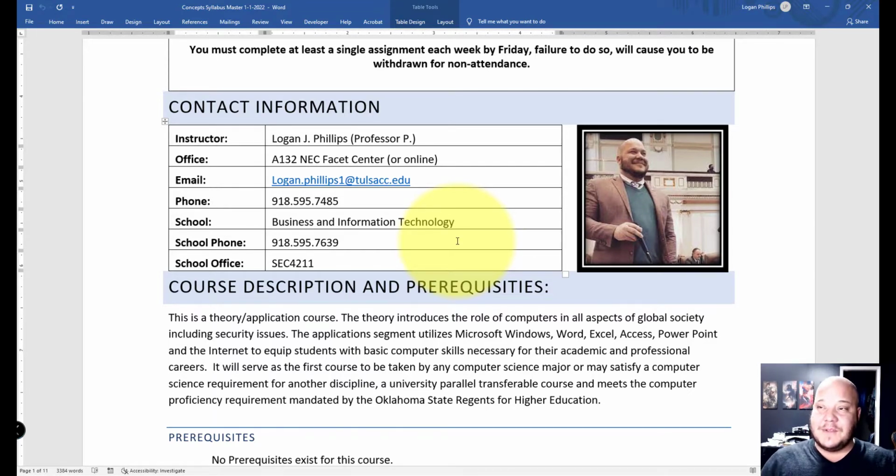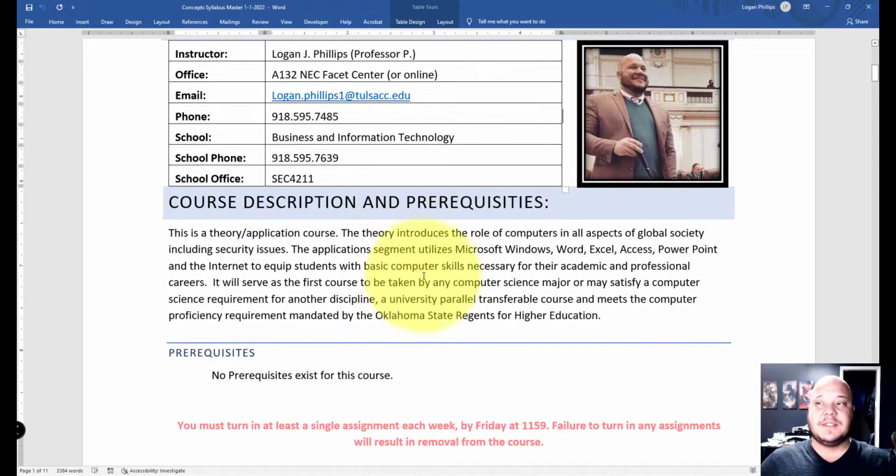So my office number is A132 at the Northeast Campus inside the Facet Center. We typically aren't there very much anymore because I teach solely online. And with COVID and everything else, you can access me online most of the time. My email is logan.phillips1@tulsacc.edu. My phone number is 918-595-7485. Your first line of communication should always be in writing, should always be my email at logan.phillips1@tulsacc.edu. I'm at the School of Business and Information Technology. You can reach that office at 595-7639, and you can go to the school office at Southeast Campus 4211.